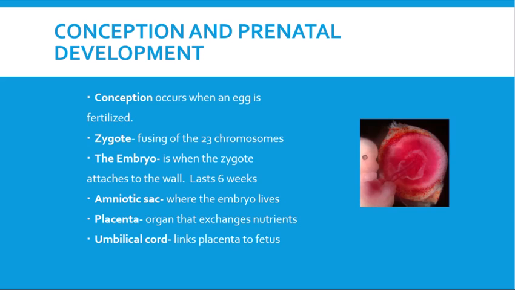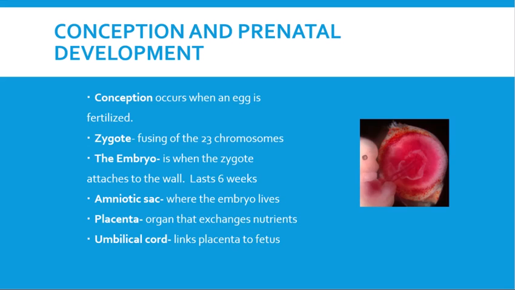Alright, conception and prenatal development. Conception occurs when an egg is fertilized. After that, we have a zygote, which fuses to form the 23 chromosomes from both the male sperm and the female egg. The embryo occurs when the zygote attaches to the wall and then will last about 6 weeks.